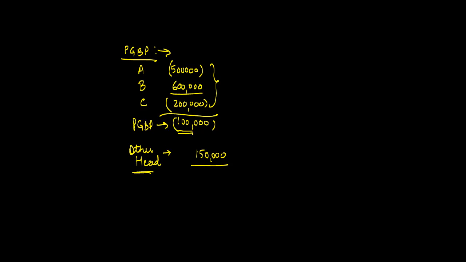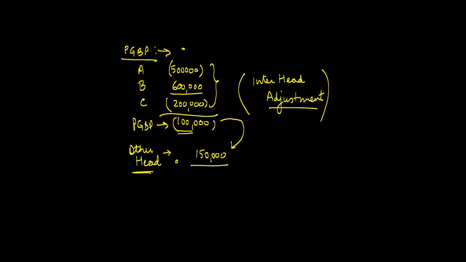So what happens is that this loss under one head of income is allowed to be set off against income from other heads of income. So this becomes inter-head adjustment and is dealt with in section 71 of the Income Tax Act. Of course, there are certain exceptions in which cases you can't set off a loss under one head with a profit of some other head. So what are those conditions and restrictions is what we are going to see.